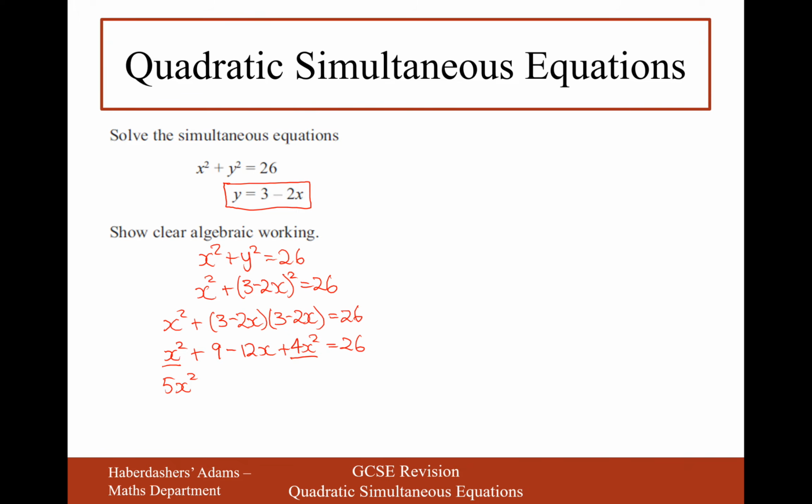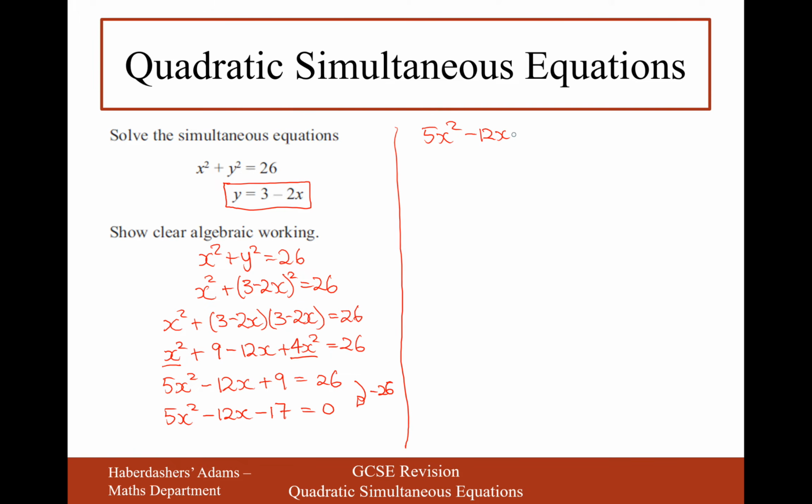We've got 5x squared in total, 1 at the front, 4 at the back. Then it's minus 12x plus 9 equals 26. And then when you solve a quadratic, you need all of your terms on the same side. So we now need to take away 26 from both sides. And that will leave us with minus 17 equals 0. Okay, let's move on to the part now where we start solving this quadratic.